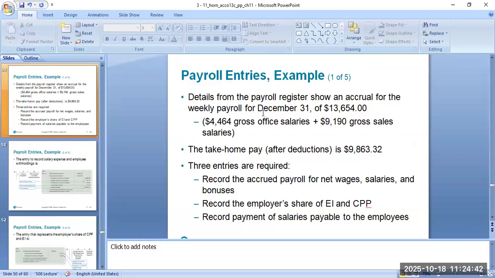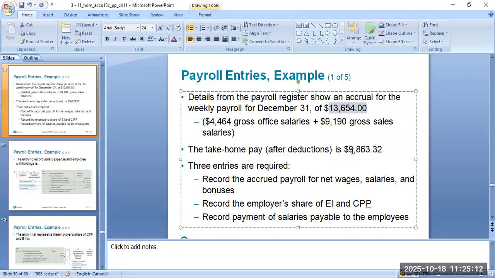So let's see this payroll example. Details on the payroll register show the accrual for the weekly payroll for December 31st as 13,654. This one is the gross office salary, plus the gross sales salaries. To take home after deductions is that much. So this is the gross payroll. This is the net payroll.